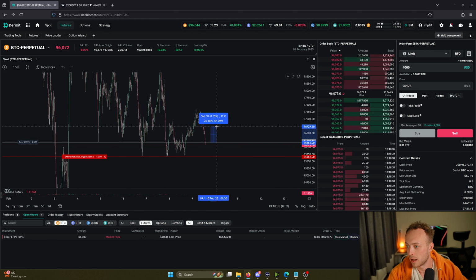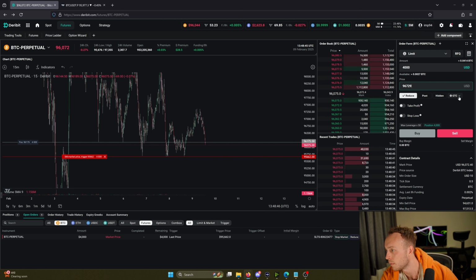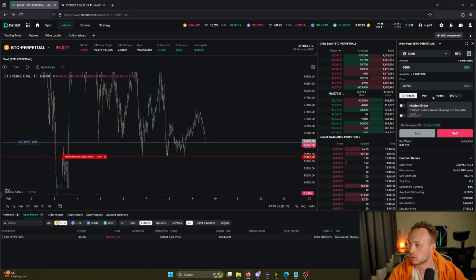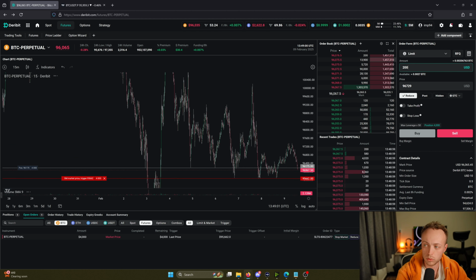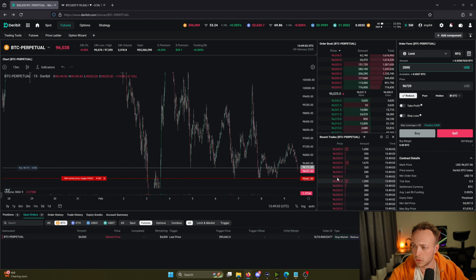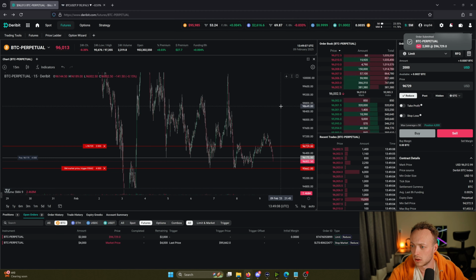So 96729. Make sure it is on reduce; it's fine like this, I think. So not the whole position, we only do 2,000. We close half the position. Why so much? Because we want to de-risk it as fast as possible.